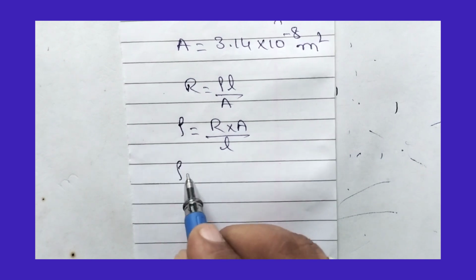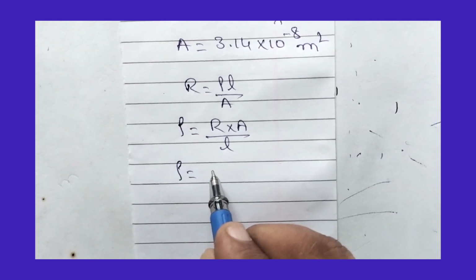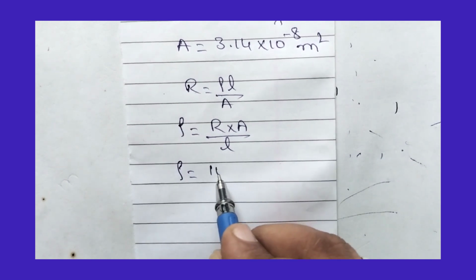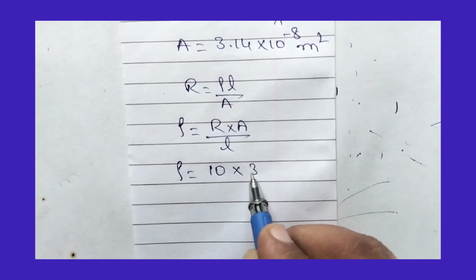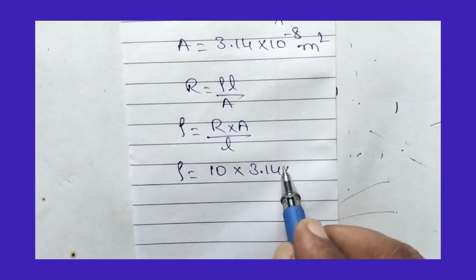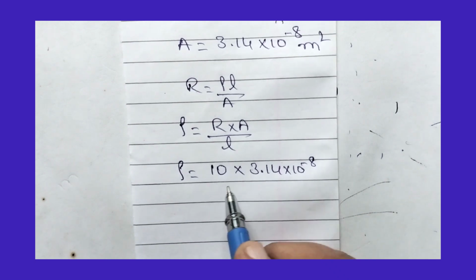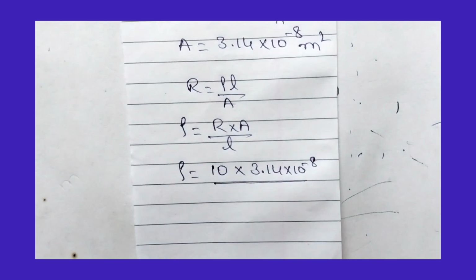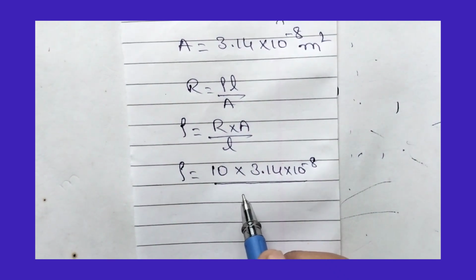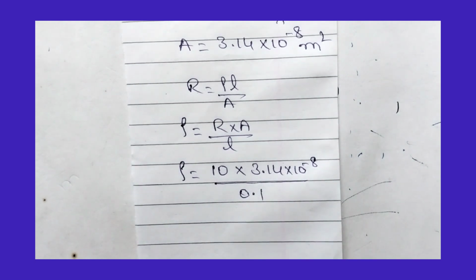So rho is equal to what is the resistance of the conductor given, 10 ohm, into what is the area, 3.14 into 10 to the power of minus 8 divided by L. What is L? L they have given as 0.1 meter.